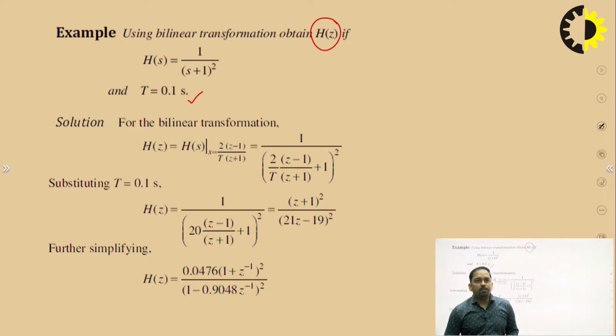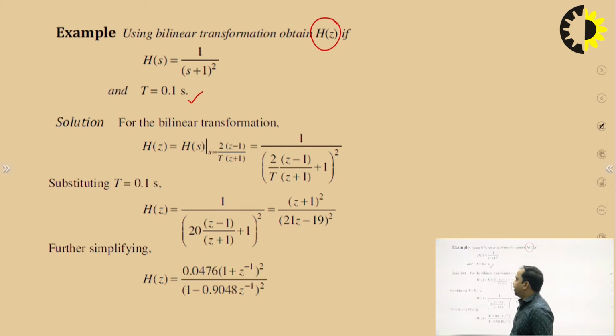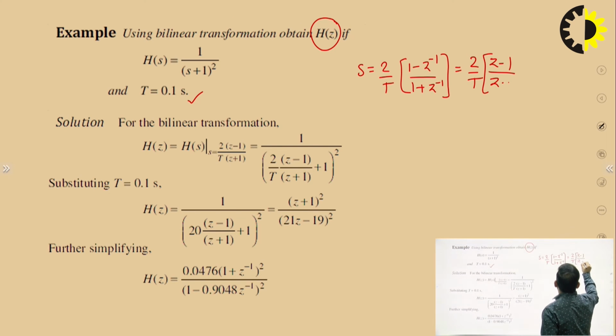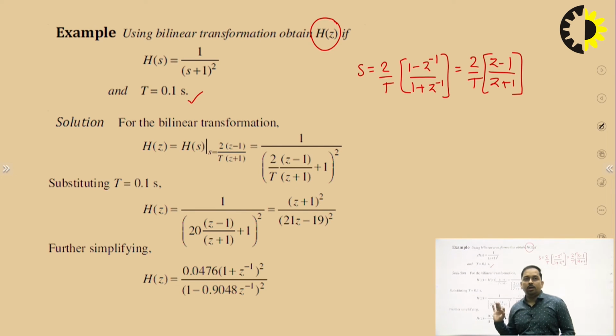The mapping factor, we must be aware, is s equals 2 by T times (1 minus z inverse) divided by (1 plus z inverse). Also, I can use 2 by T times (z minus 1) divided by (z plus 1). So, we will use this particular mapping factor from s to z.